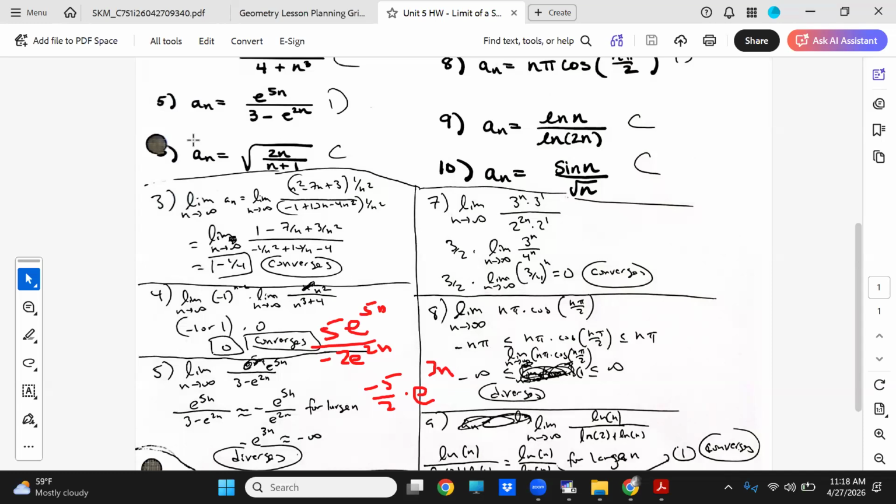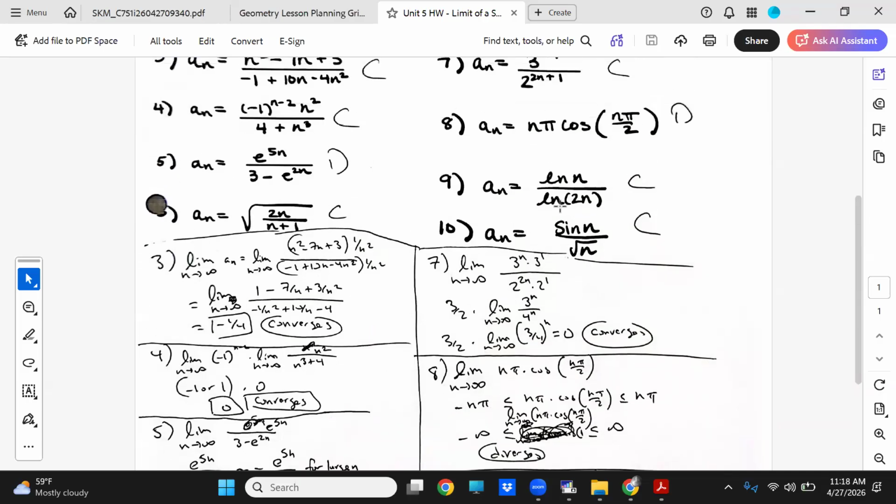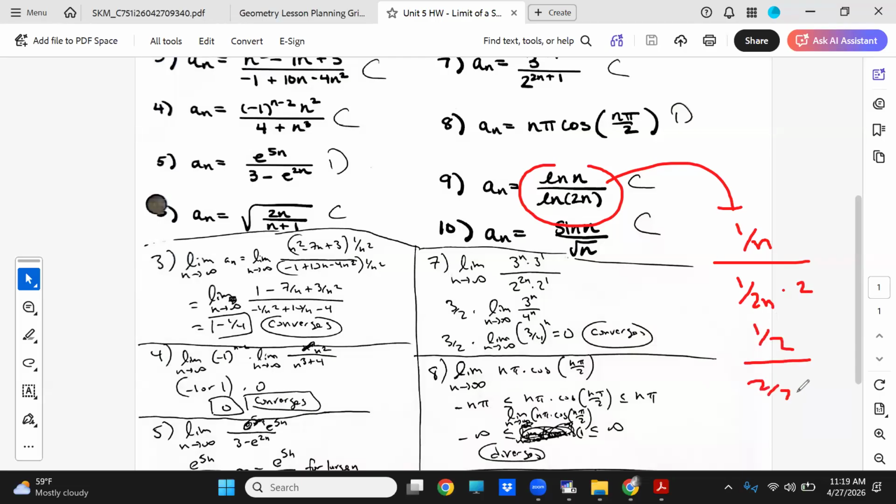For 9, of course, if you plug in infinity, what's the natural log of infinity? It's still infinity, and 2 times infinity, natural log of that's still infinity. So what if I do L'Hopital's rule? What's the derivative of ln n? The derivative is 1 over 2n times its derivative, which is 2. So 2 over 2n. The 2's cancel, so you have 1 over n over 1 over n. What does that become? So that will converge.